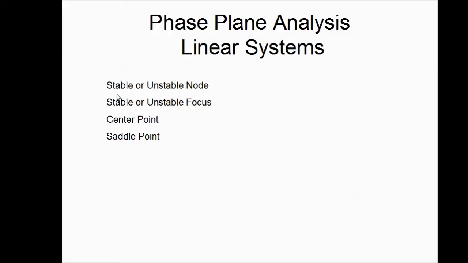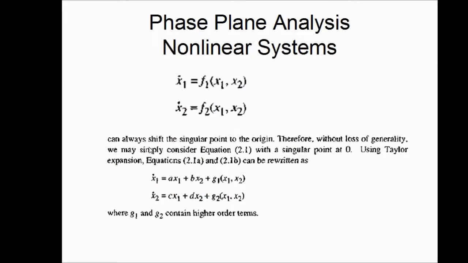So the phase plane analysis of linear systems says that the system has to be a stable or unstable node, a stable or unstable focus, a center, or a saddle point. So this is the entire classification of the linear system. It can't be anything more than this. New dynamics cannot occur in linear systems other than these.